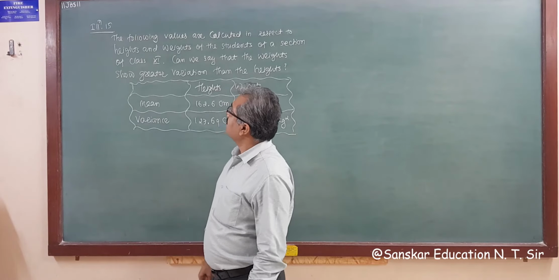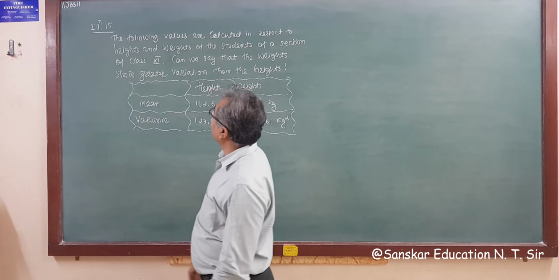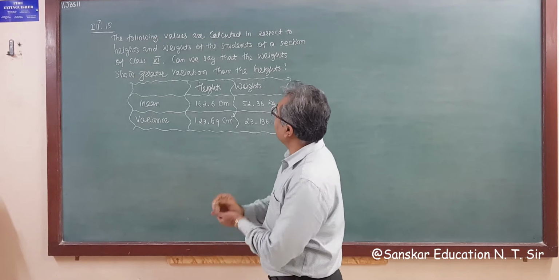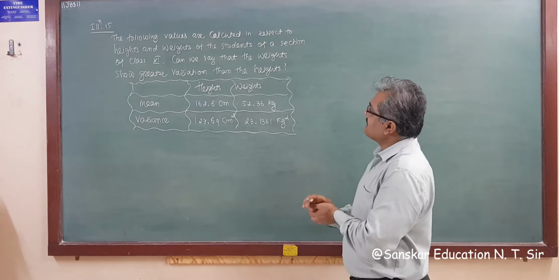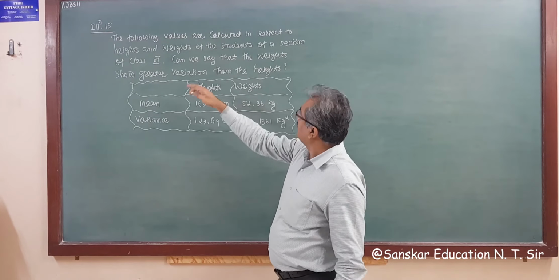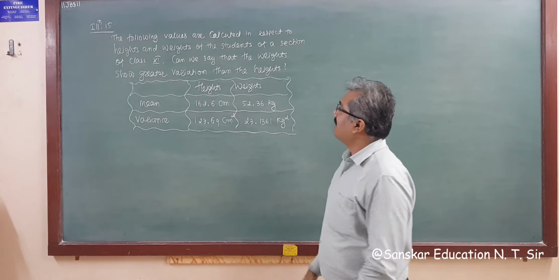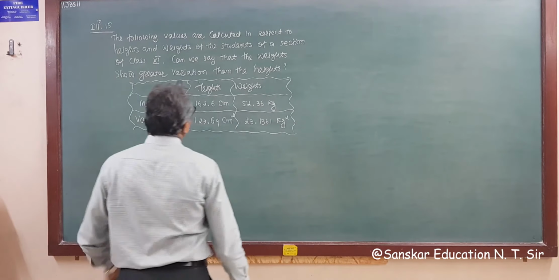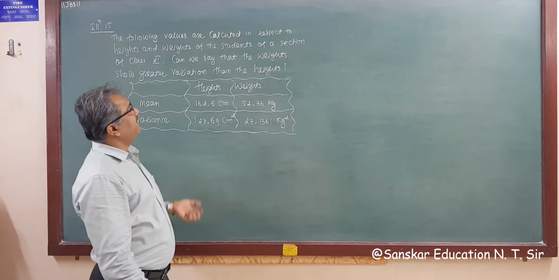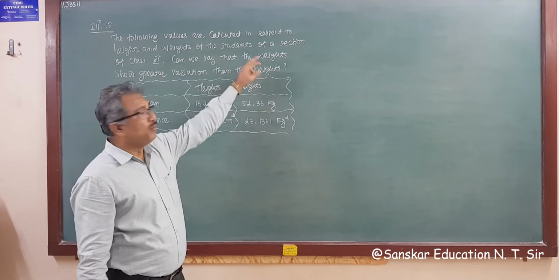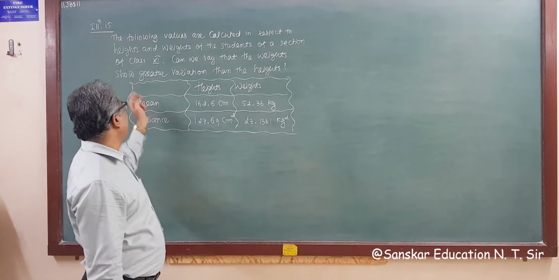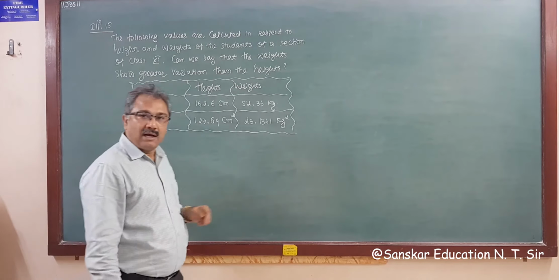So the next question is illustration number 15. Given that the following values are calculated with respect to height and weight of the students of a section of class 11, can we say that the weight shows greater variation than the heights? That means we have to calculate the CV. If the CV of the weight is more than the CV of height, then we can say yes, weight shows greater variation than the heights.